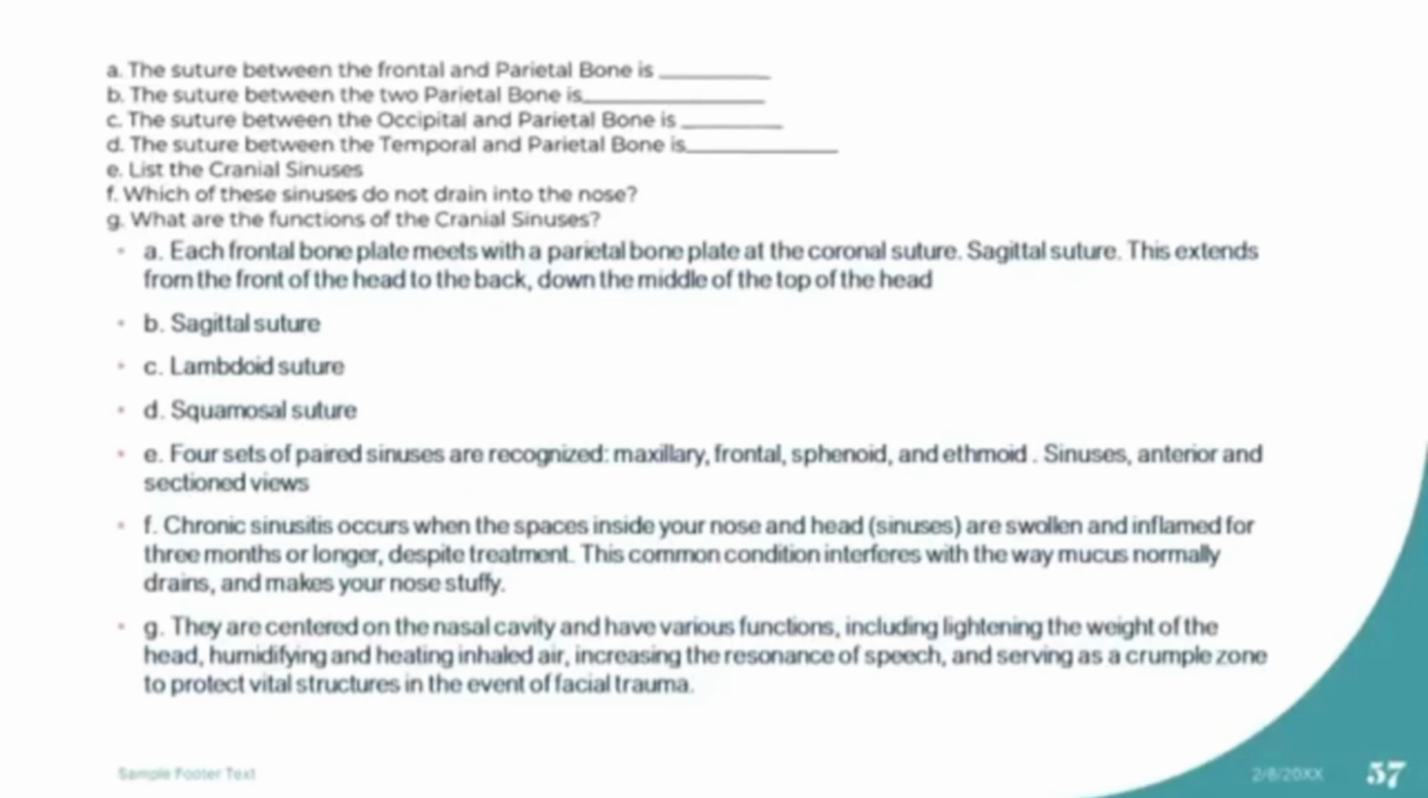G. What are the functions of the cranial sinuses? They are centered on the nasal cavity and have various functions, including lightening the weight of the head, humidifying and heating inhaled air, increasing the resonance of speech, and serving as a crumple zone to protect the vital structures in the event of facial trauma.